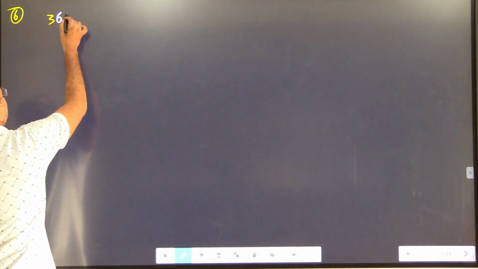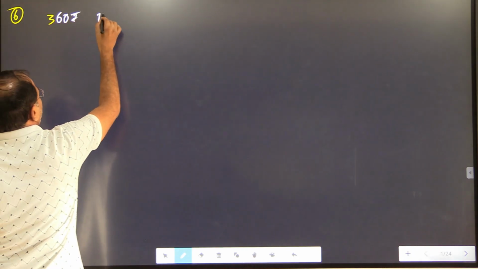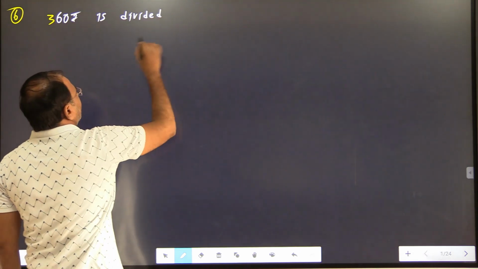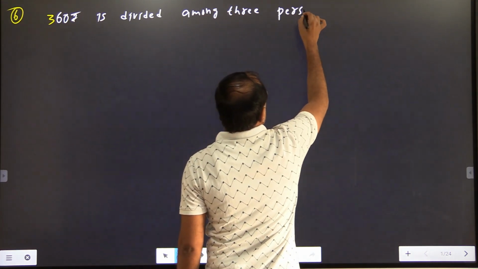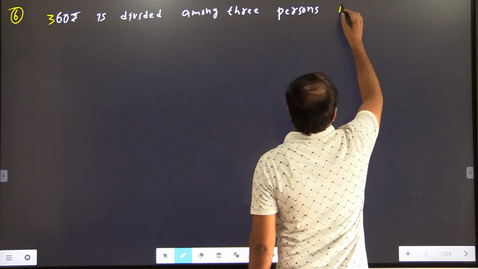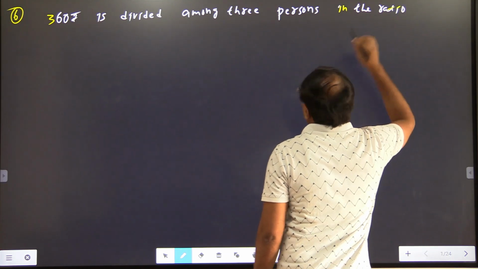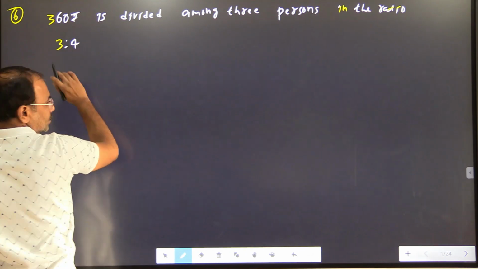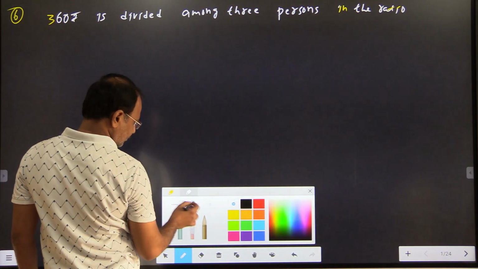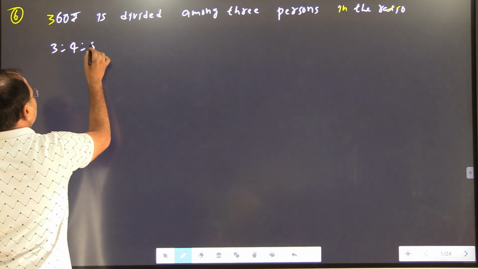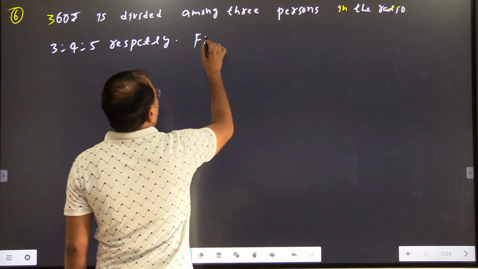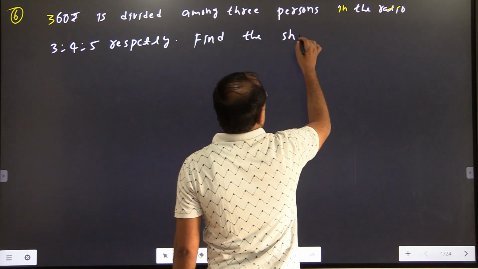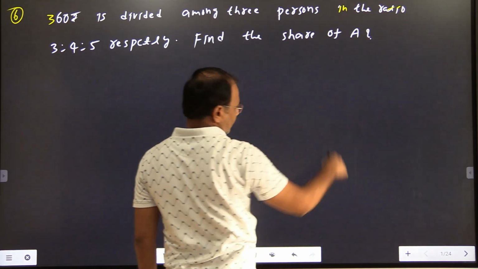Next question. Let's discuss a basic question. 360 rupees is divided among 3 persons in the ratio 3:4:5 respectively. This is a very easy question. Find the share of A.